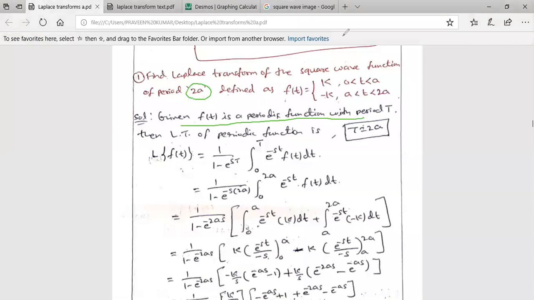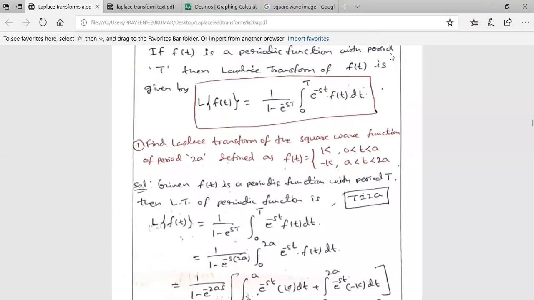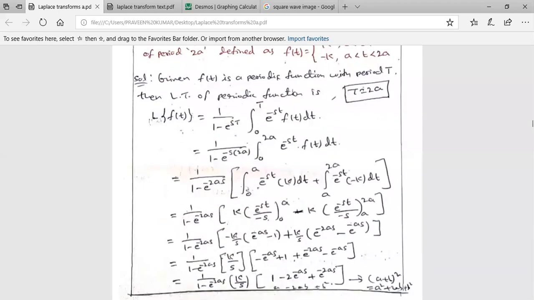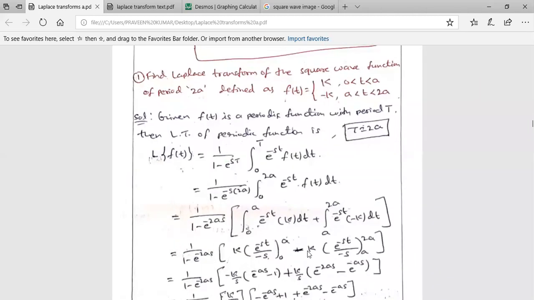Now according to the formula, we have Laplace of f(t) is equal to 1 by 1 minus e power minus sT, integral 0 to T e power minus st f(t) dt. So we just substitute the respective given function. So what is the function given? 1 by 1 minus e power minus sT, where T is the period. The period of that function is 2a, so we substitute here: integral 0 to T, T is the period, period is 2a, e power minus st f(t) dt.